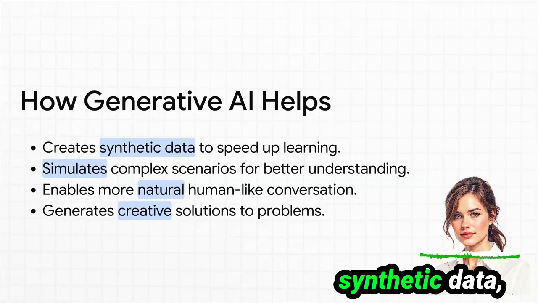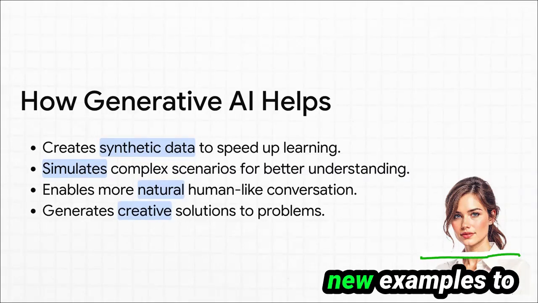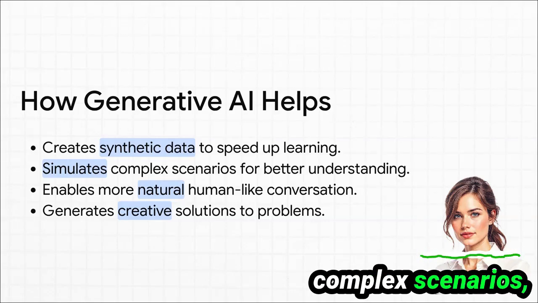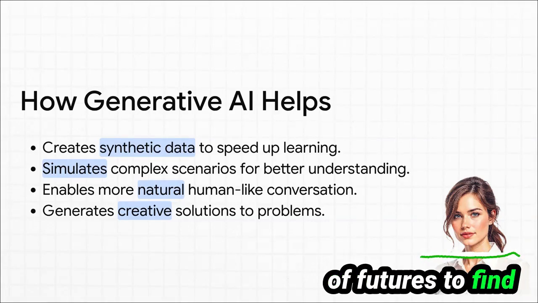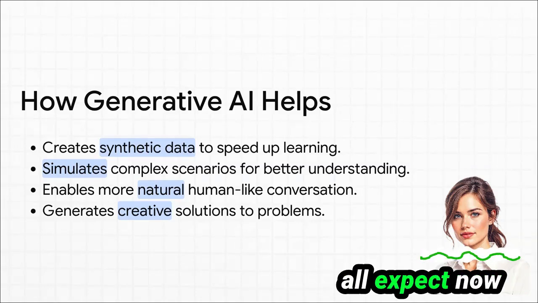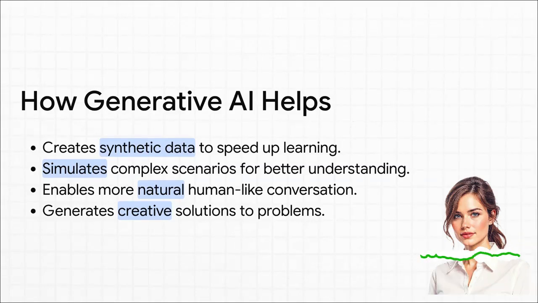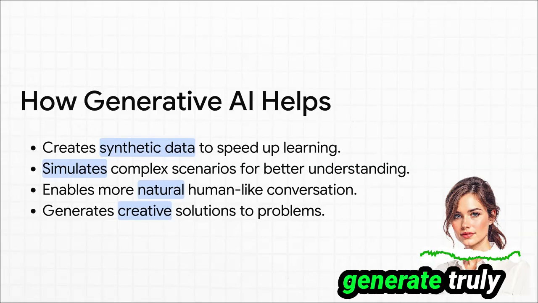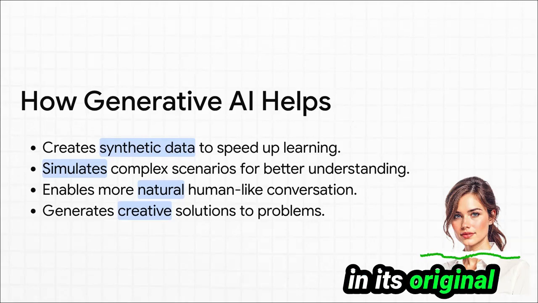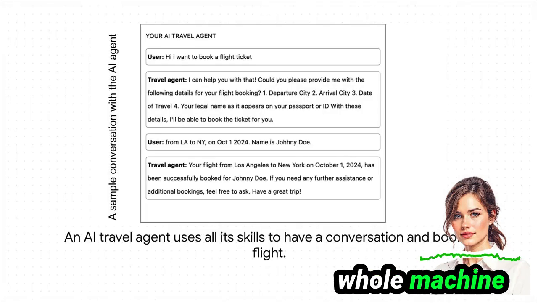It can create synthetic data, basically inventing new examples to help the agent learn faster. It can simulate complex scenarios, playing out millions of futures to find the best one. It enables the natural, human-like conversations we all expect now from AI assistants. And, maybe most amazingly, it can generate truly creative solutions, dreaming up ideas that weren't even in its original programming. Let's see how the whole machine works together.